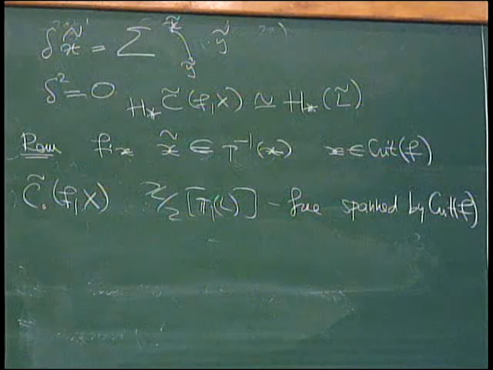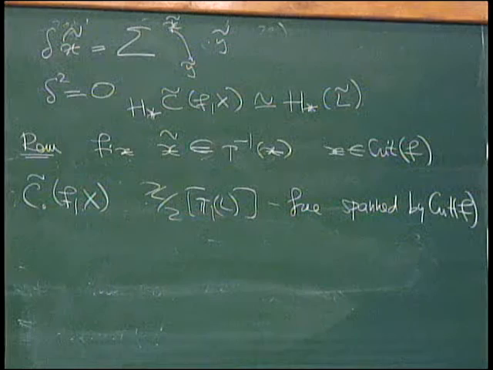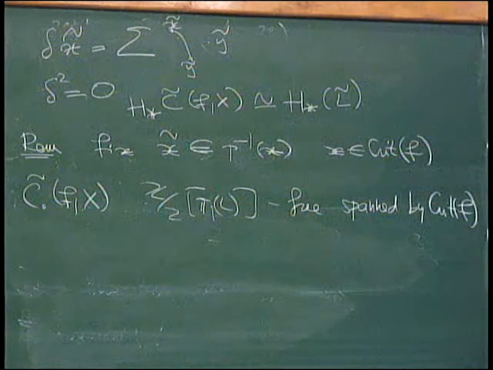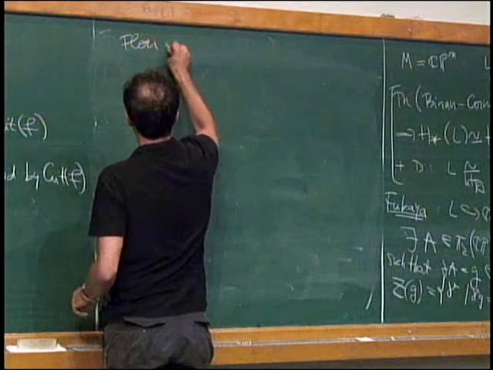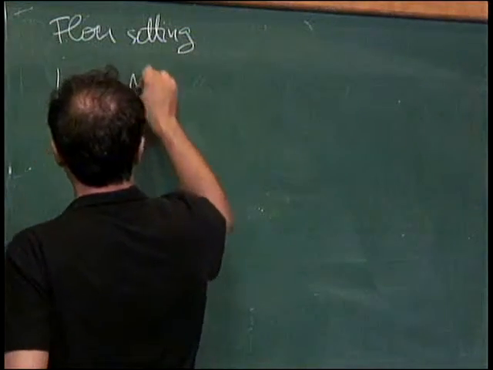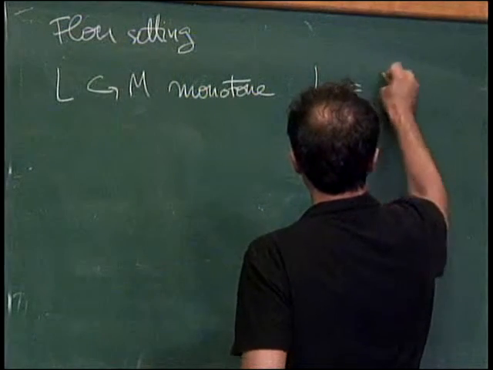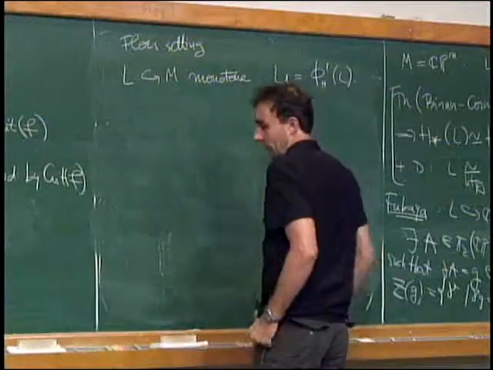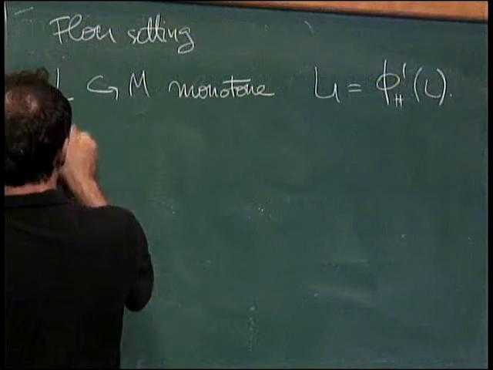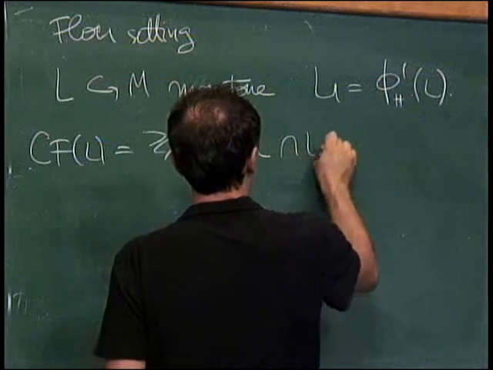Now, let me go to the Floer setting. So I want to do the same for Floer homology. And in order to have Floer homology well defined, let me take L a monotone Lagrangian in some symplectic manifold. And then L1 is the deformation of L induced by some Hamiltonian diffeomorphism. So you define the Floer complex as usual. So this is spanned by the intersection between L and L1, which are supposed to be transverse.